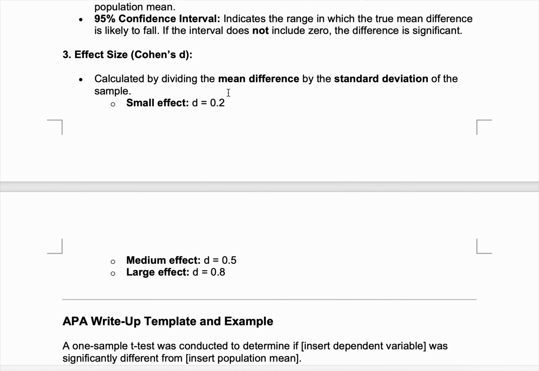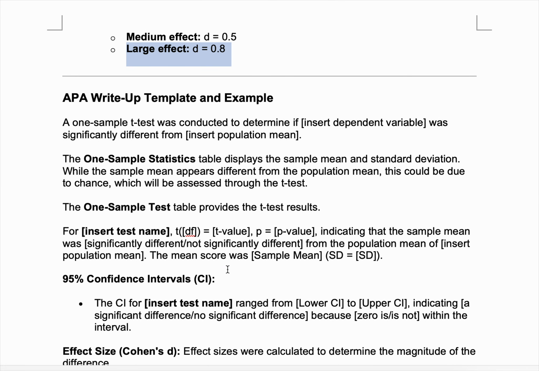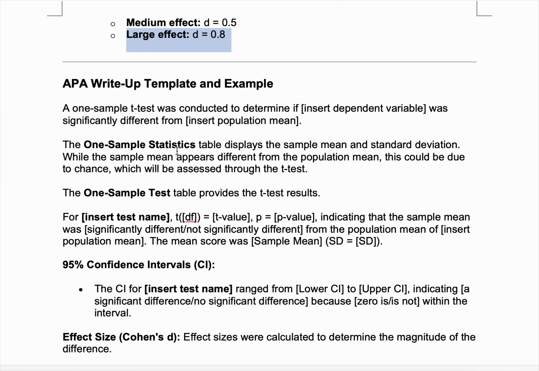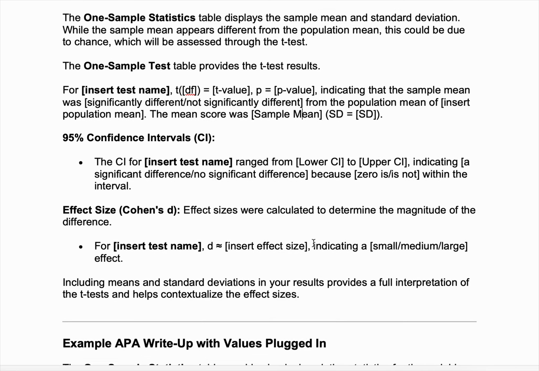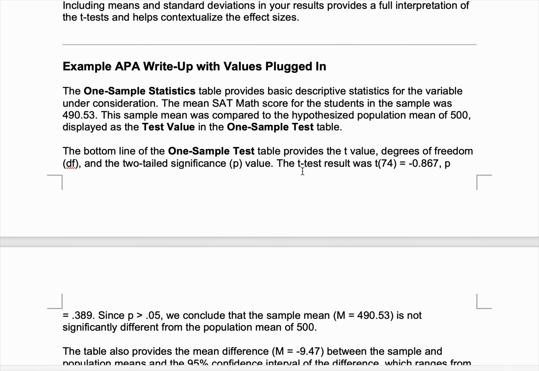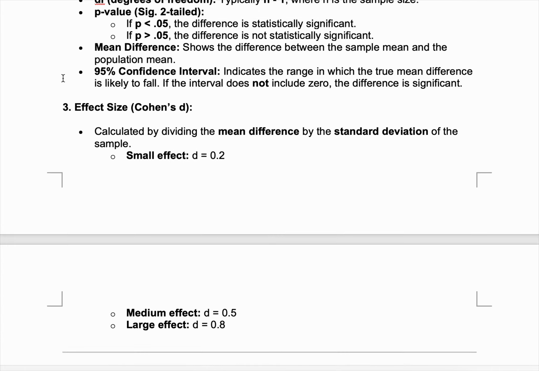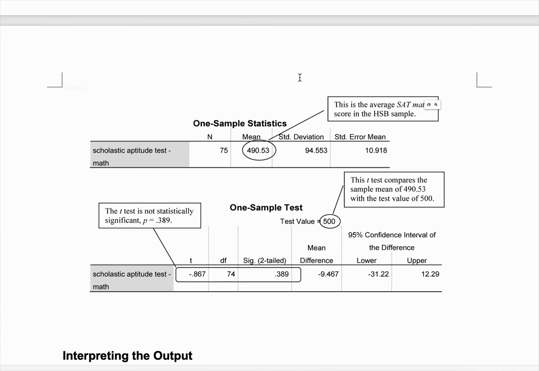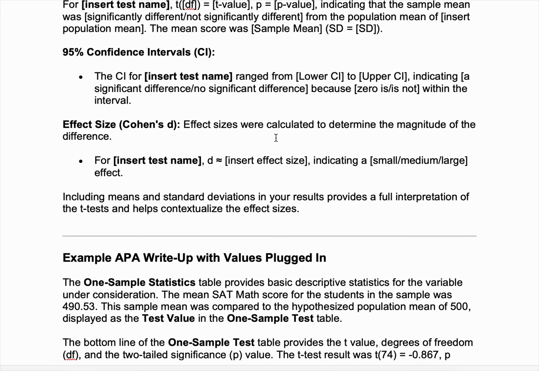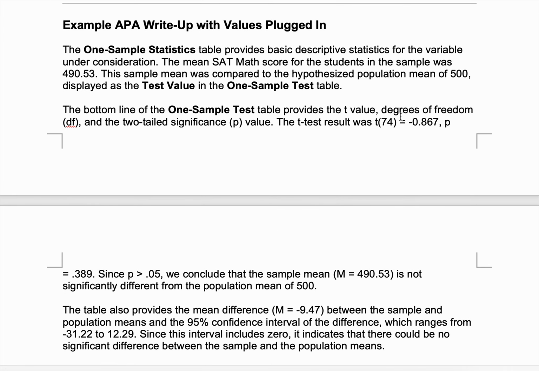Then we have our effect size, which is going to be found by taking that mean difference and dividing it by the standard deviation. And we have a small effect, a medium effect, or a large effect. Then you're going to move into your write-up. And so here is the template with brackets everywhere that you should input values. Everywhere there's a bracket, you're going to replace it with what it actually is. And then in this packet, this is the write-up that matches the output I just showed you right here.